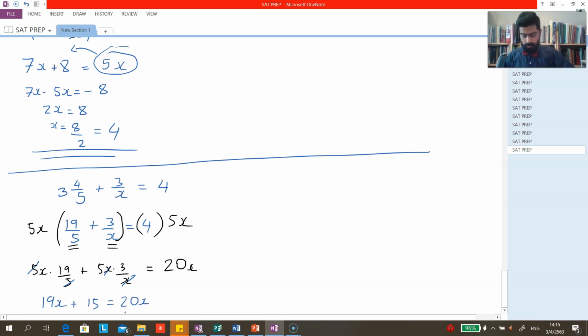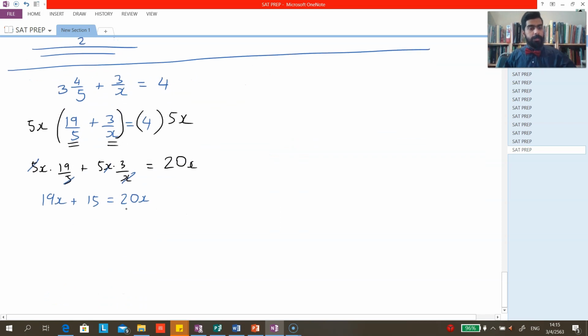20x. Right, guys? Now let me transpose. I'm going to change 20x to this side. I'm going to move 20x here. I'm going to move 15 there. So I'd have 19x minus 20x is equal to negative 15. And we see 19x minus 20x will give us negative x is equal to negative 15. Therefore, x is equal to 15. Right, guys, we're going to multiply both sides by negative 1.